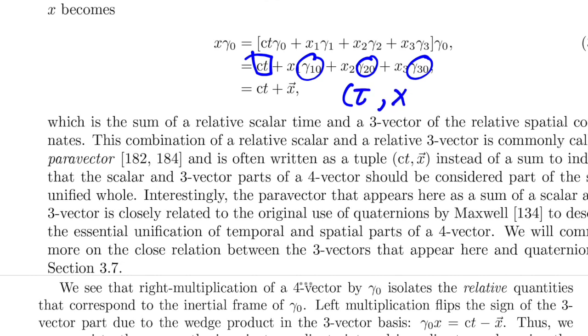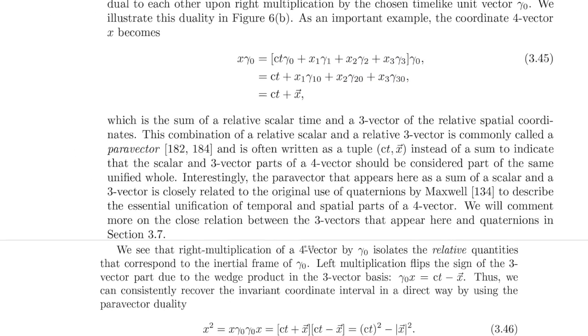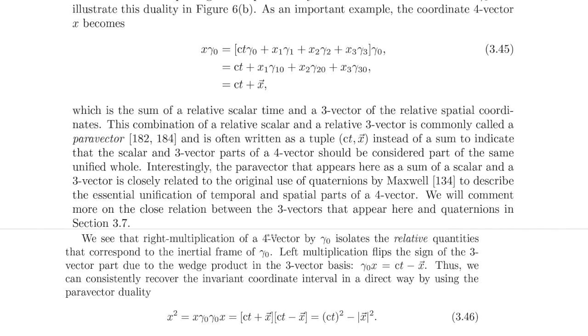And sometimes you write it like this, right? And that's sort of what this is intentionally reminding me of. That's the whole design of this thing. So continuing, this object here is the sum of a relative scalar time and a 3-vector of the relative spatial coordinates. So this is that sum they're talking about.